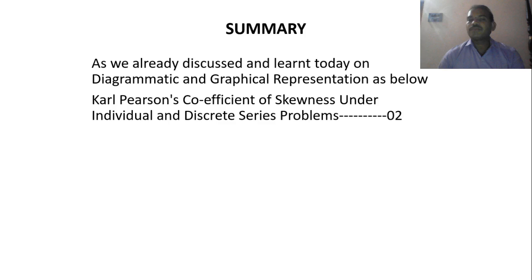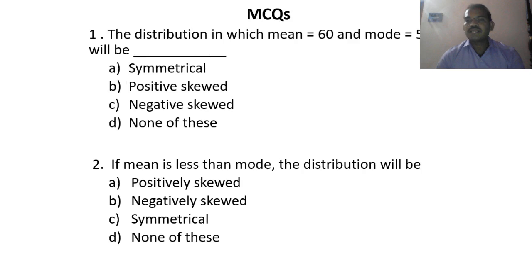In multiple choice questions: first, the distribution in which mean is equal to 60 and mode is 50 will be option A, symmetrical; option B, positively skewed; option C, negatively skewed; option D, none of these. Second, if mean is less than mode, the distribution will be option A, positively skewed; option B, negatively skewed; option C, symmetrical; option D, none of these.